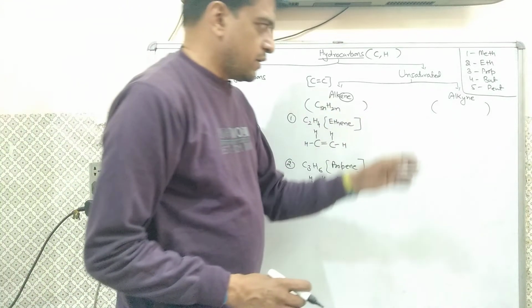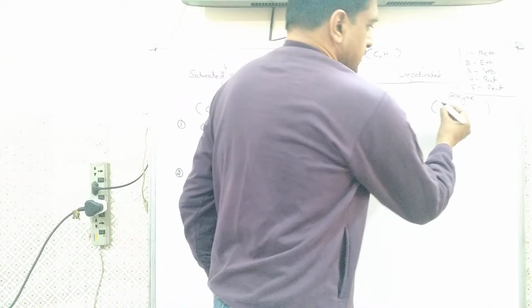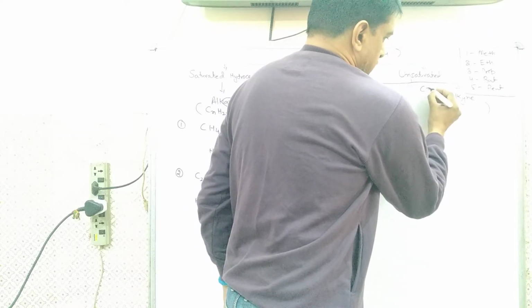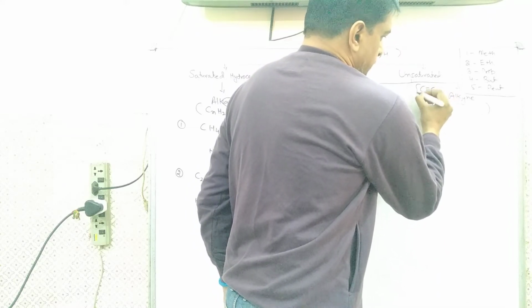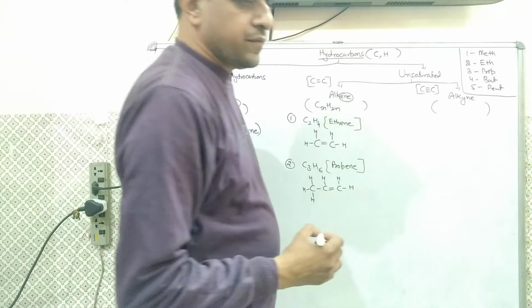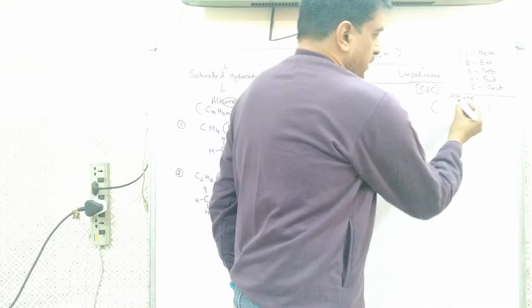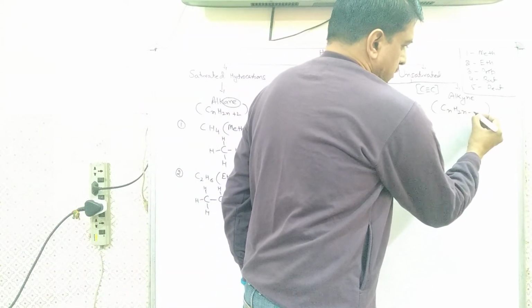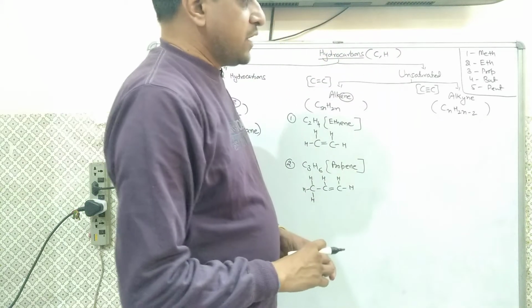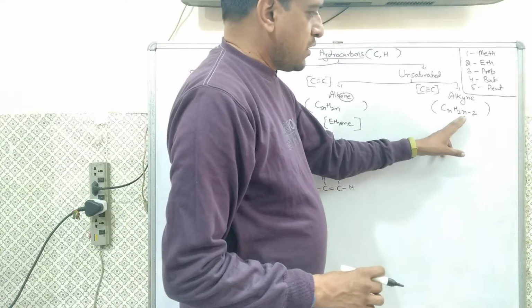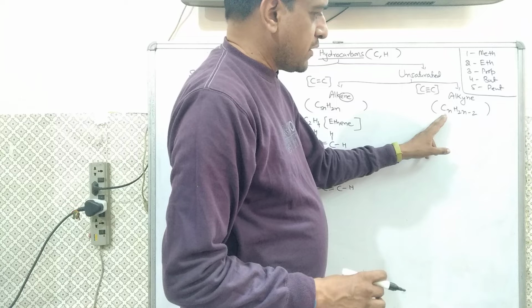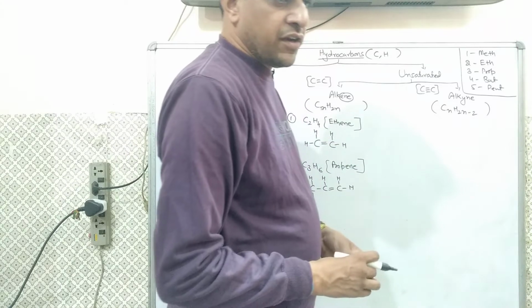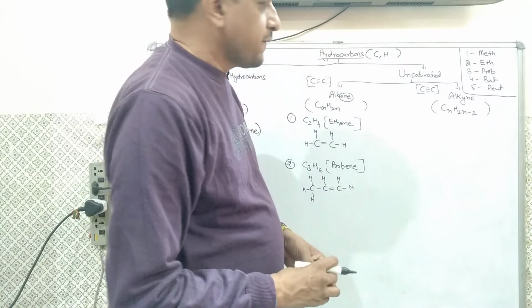Now the third one is alkyne. There must be 1 triple bond between any 2 carbon atoms, and the general formula for alkyne is CnH2n minus 2. That means the hydrogen number is double the number of carbons, subtracting 2 from this doubled number.